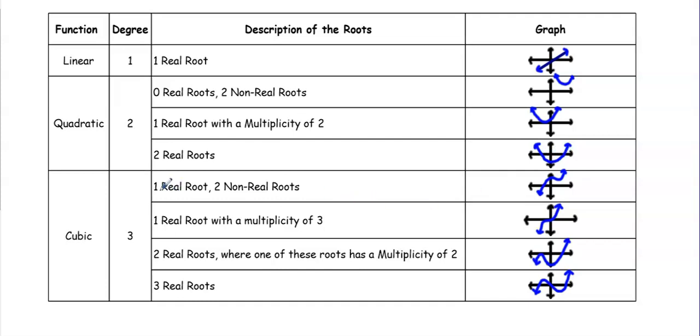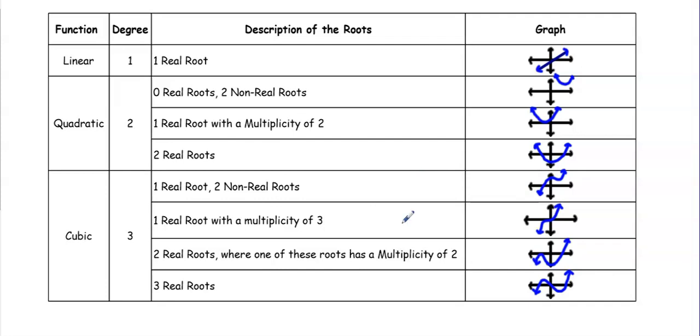For cubic, you can have 1 real root and 2 non-real roots. So that's what this will look like, where you have that 1 x-intercept. And the change of direction here is happening above the axis. And keep in mind, these are just like one little sketch. Your functions could look different, but still have these same characteristics.